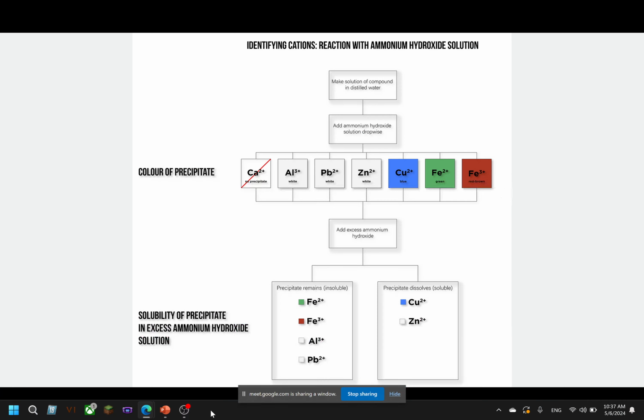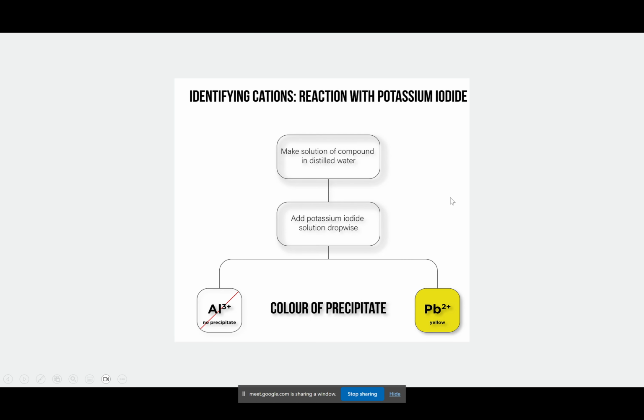Alright. So looking at this now, we can determine whether or not it's lead if we use potassium iodide. We know that aluminum won't form a precipitate with potassium iodide, but lead will. So we have that there. That is really the series of tests that we go through to figure out all of our cations that we generally need to look at.